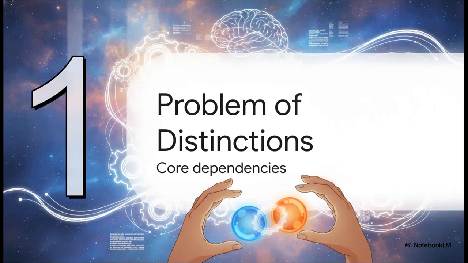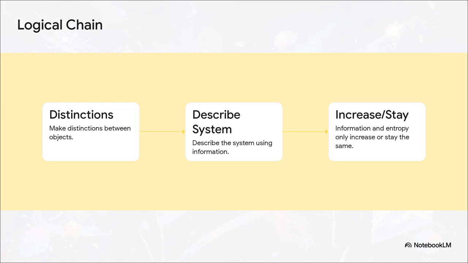Which brings us to Section 1, the problem of distinctions and its core dependencies. See, to rely on this law of information conservation, we really have to understand what it depends on. We need to step back and ask, what does information actually need to exist in the first place? Well, this logical chain lays it out perfectly. Step 1, we first have to make distinctions between objects. We have to be able to say, this is object A, and that right there is object B. Step 2, once we've got those distinct objects, we can then describe the entire system using information.